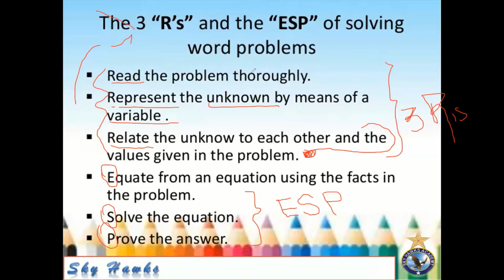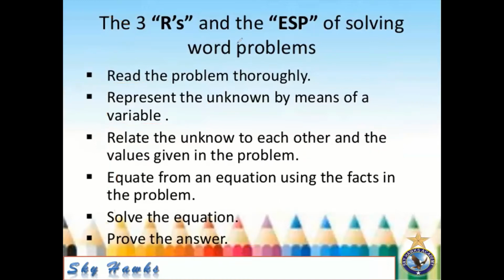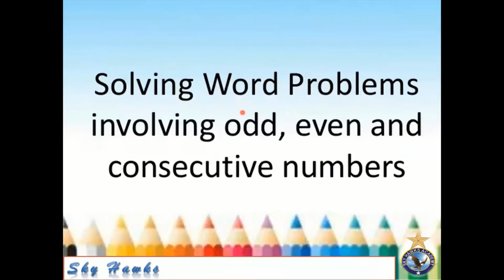So we are just clearing this and moving to the next. Please read this one: solving word problems involving odd, even, and consecutive numbers. This is for the example, if we are given a sample problem, how can we solve that. Odd numbers are not divisible by 2, even numbers are divisible by 2, and then consecutive numbers.